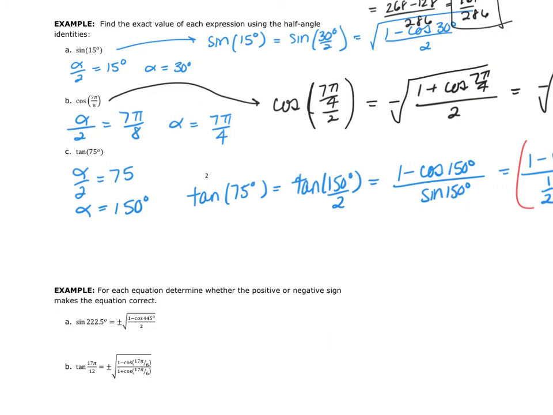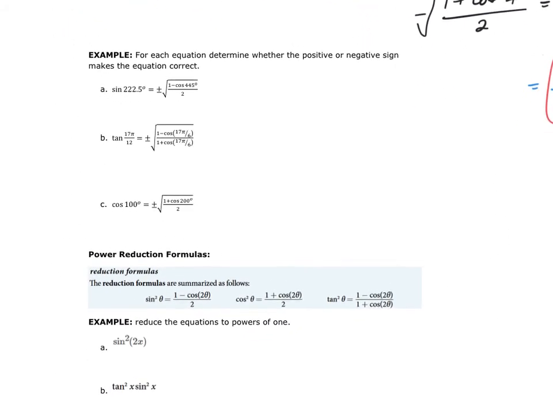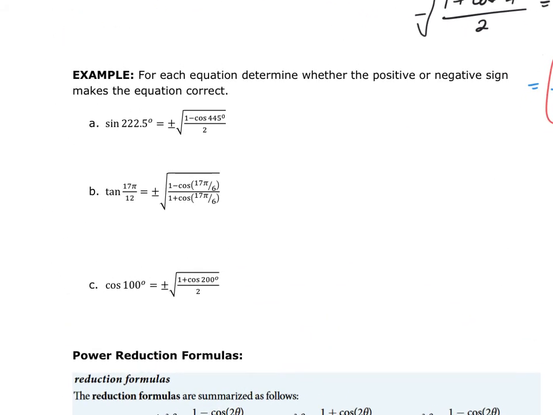All right. So then that leads us to, when do I take the positive and when do I take the negative? Well, I take the positive or negative depending on where I land. The fact that this angle is in quadrant number 3, I use the negative.